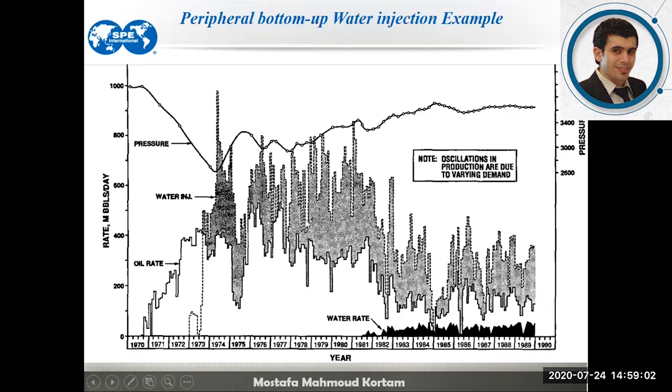So there is some variety in the voidage replacement ratio, but it's closer to a little bit more than 1. And when the oil production rate decreased, the voidage ratio increased, and that's what caused the reservoir pressure to rise.